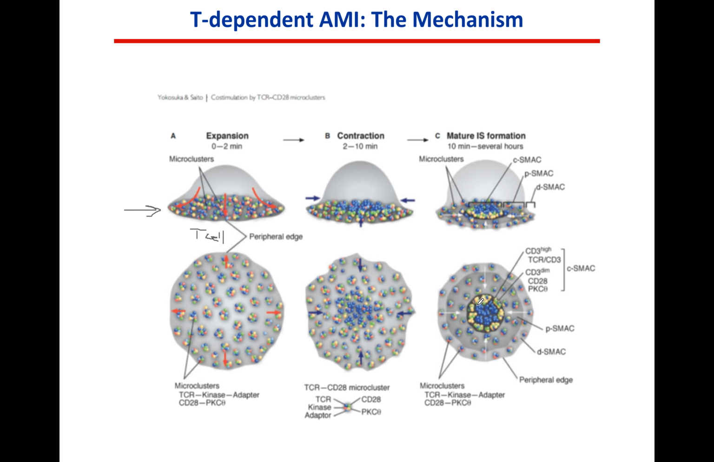T cell receptor, the CD28, and adapter proteins and things are all clustered in one place to provide a very large number of the T cell receptors in the center of what we refer to as a bullseye. And then there are different ranges. There are different proteins in these ranges that surround this area.